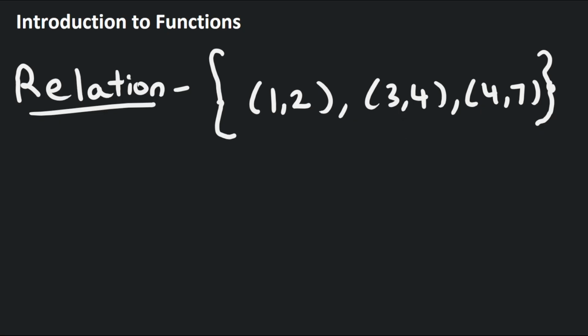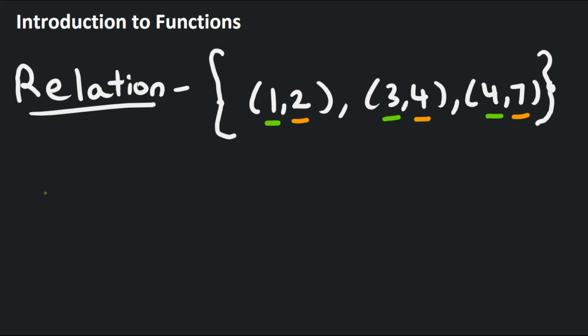Now let's take a look at what's inside the relation. We have 3 ordered pairs. And each of these ordered pairs, they each have an x-coordinate that I'll underline in green, and they also each have a y-coordinate that I'll underline in orange. So all the greens, all the x-coordinates, are 1, 3, and 4. And then we have all the y-coordinates in orange, 2, 4, and 7. So let's actually talk about the x and y coordinates.